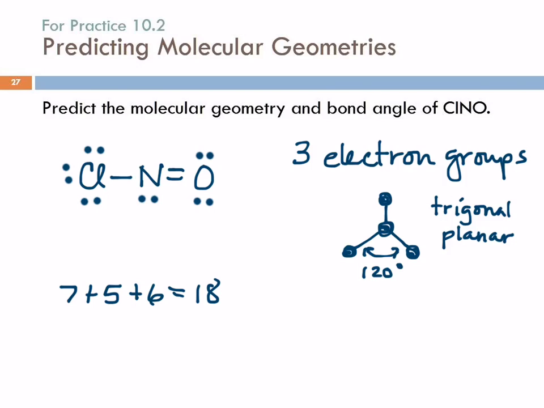But how many lone pairs do we have? We have 1 lone pair. So we need to make this a lone pair. A lone pair is more repulsive. So what's going to happen to this bond angle? It's going to get squeezed. So the actual bond angle is less than 120. And with this lone pair that's invisible, what's the name of that shape? Bent. So the molecular geometry is bent, and the bond angle is less than 120.